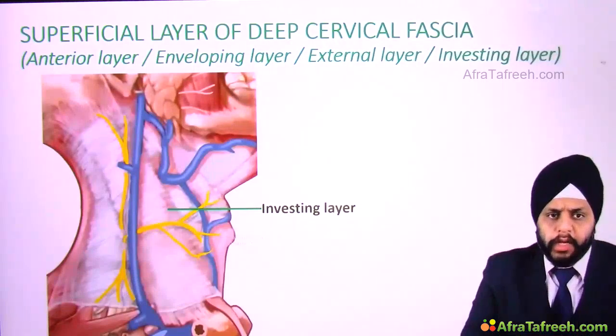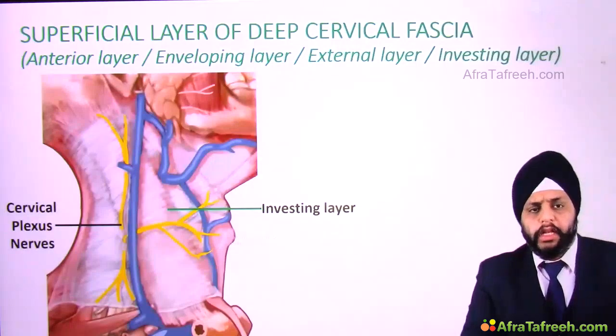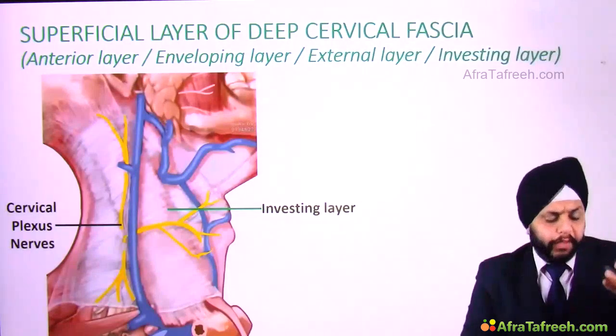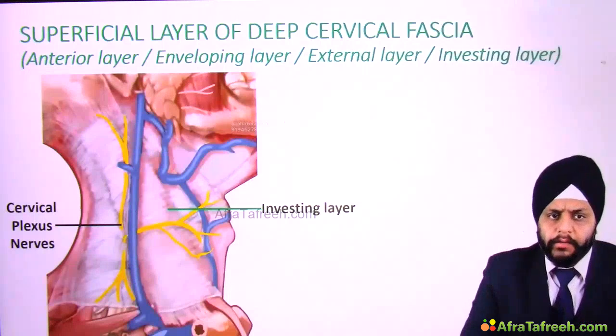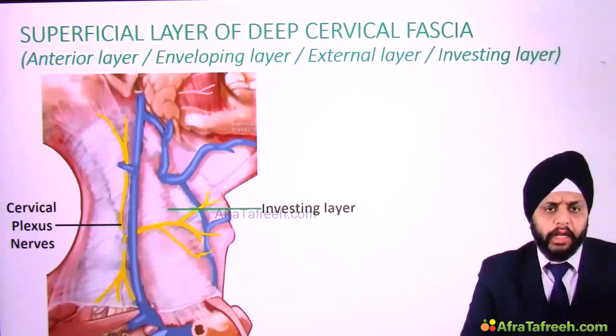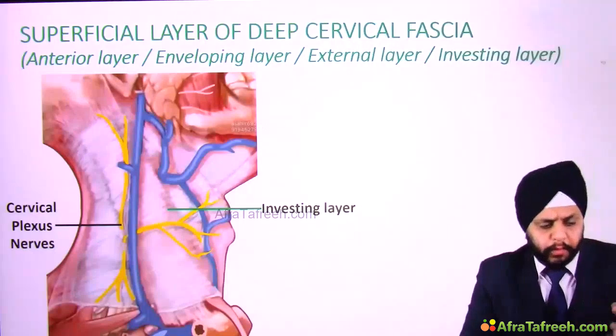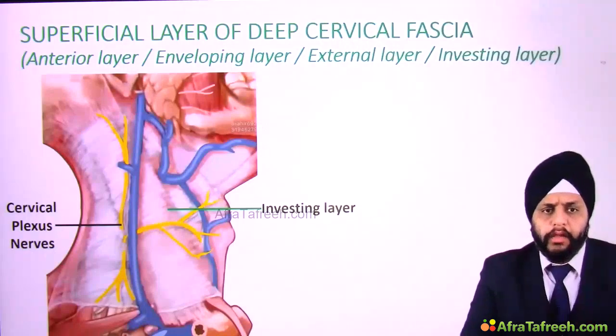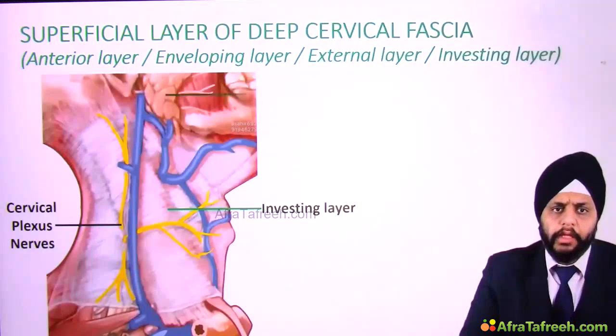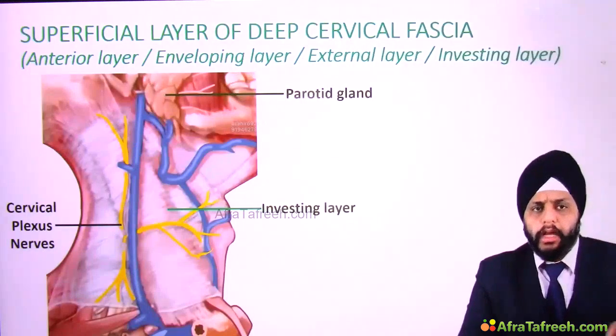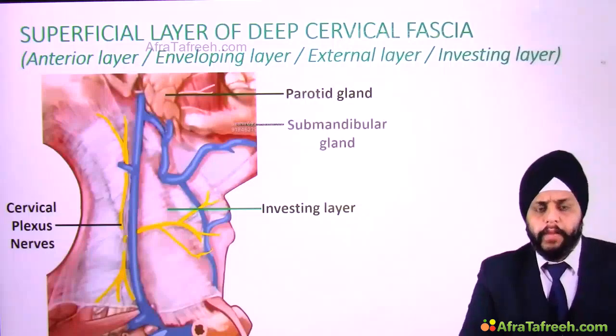What can you see over here? You can see that posteriorly from the posterior triangle we have the cervical plexus. Remember, in the posterior triangle we have the brachial plexus. From there the nerves come into the neck, so those are the cervical plexus nerves. Then we can see the parotid gland and the submandibular gland.